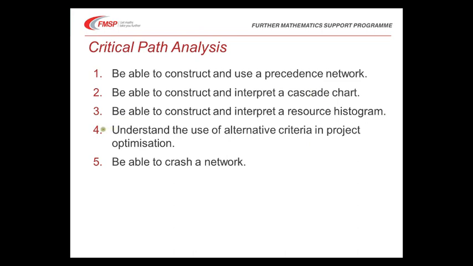In 4, you're asked to understand the use of alternative criteria in project optimization. In other words, if something happens to change the precedences or change the situation, be able to make an amendment on that, and finally be able to crash a network. In other words, look at what might happen to change the critical activities within your critical path diagram. But we'll go through all of these in terms of a couple of exam questions.